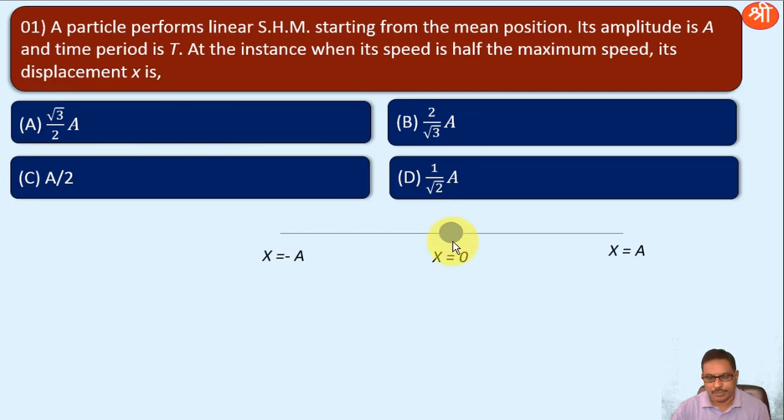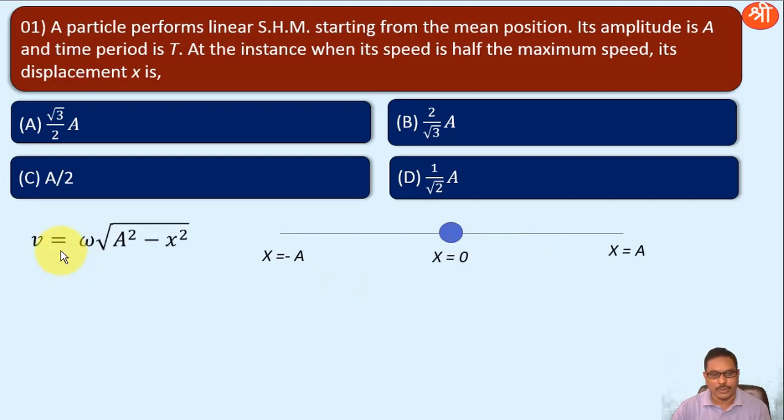its displacement is, meaning we know that in linear simple harmonic motion, speed is maximum at the mean position, and when the particle moves from the mean position to the extreme position, its speed gradually decreases. We have to find out that value of x where speed will be half the maximum speed. For example, if speed at the mean position is maximum, say 100 centimeter per second, then we have to find that position where speed will be half, meaning 100 by 2, 50 centimeter per second. So how to find that?